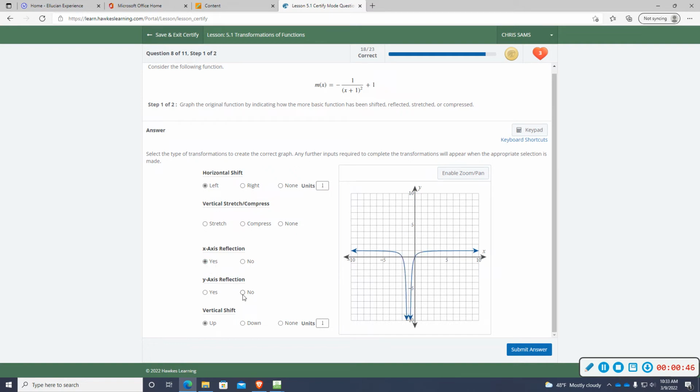And we do not have a y-axis reflection. There's no negative in front of the x, and there's no number, so there's no compression or stretch in the vertical or horizontal. So none. Now, in this case with the 1 over x squared, if there was a vertical stretch or compression, this number 1 on top would be changed. It would be as if we multiplied something times this 1. So if this is a different constant, then that would give you a stretch or compression.